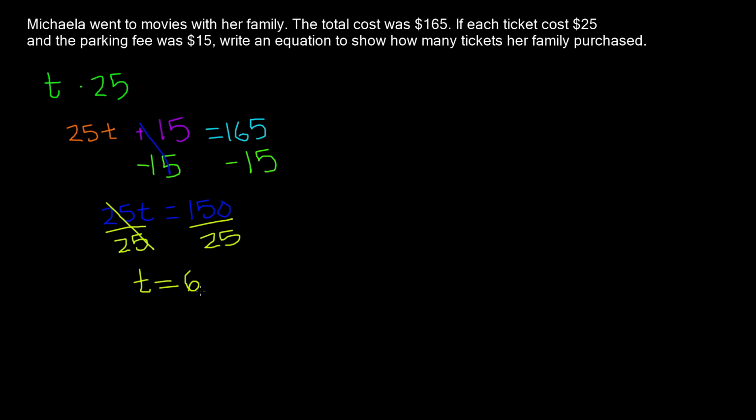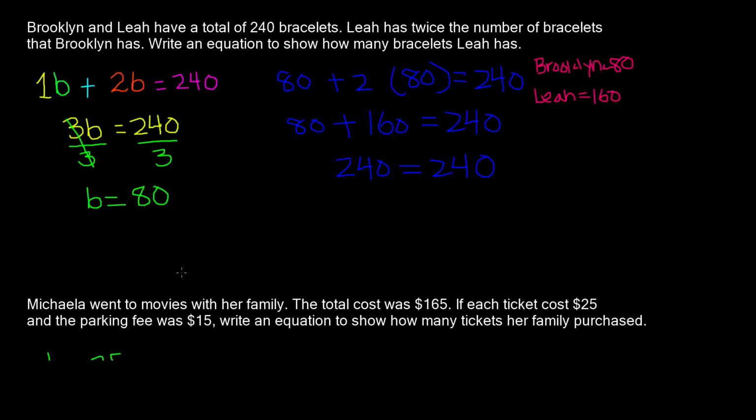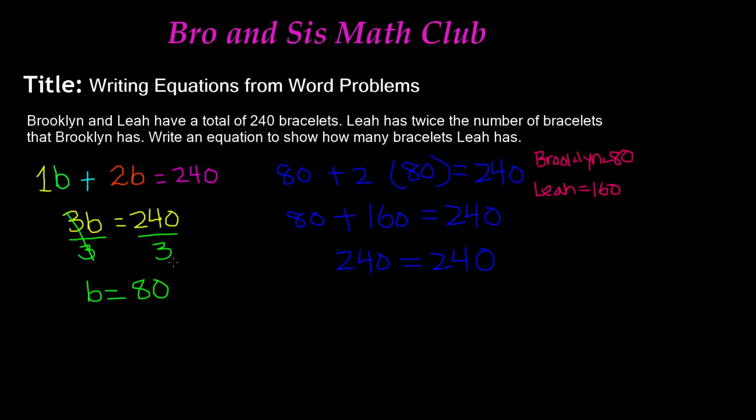And so that's it for this video. I hope you guys learned how to write an equation using word problems. And another helpful tip is that when you're writing equations from word problems, you can underline your numbers or whatever the key terms are in the word problem. For example, in the first word problem, it said 240 bracelets total. So that would be one thing that you can underline, so that way it'll help you write your equation.